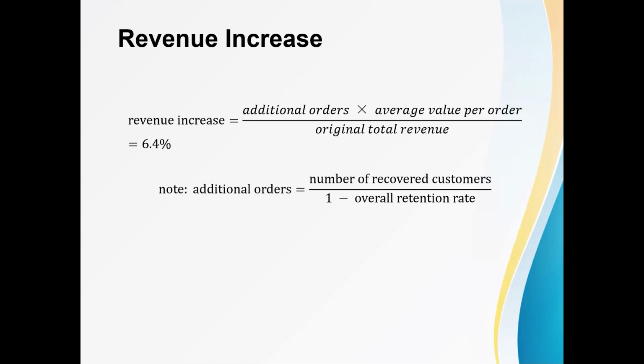By combining the additional orders with the average value per order and comparing it to the original total revenue, we can quantify the revenue impact of these changes. So this analysis can provide a clear financial incentive for removing those high-risk products.